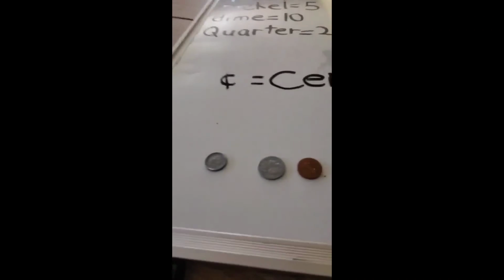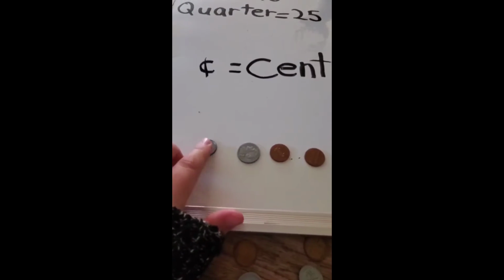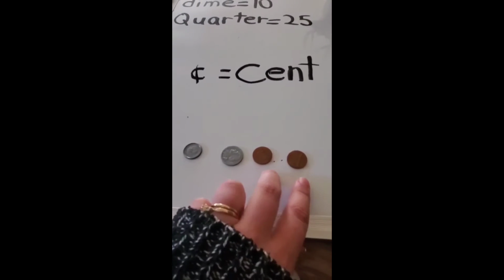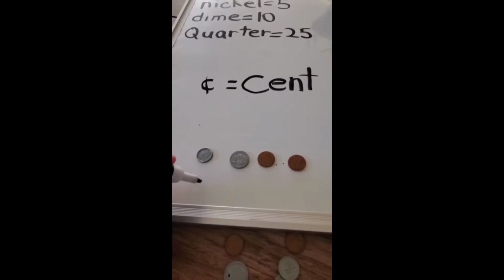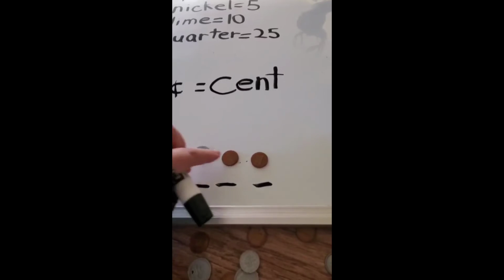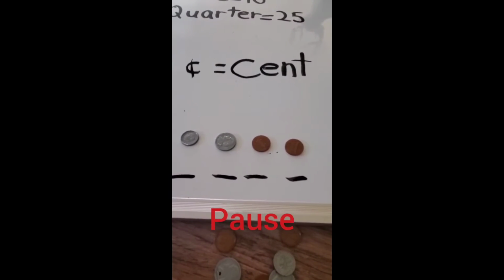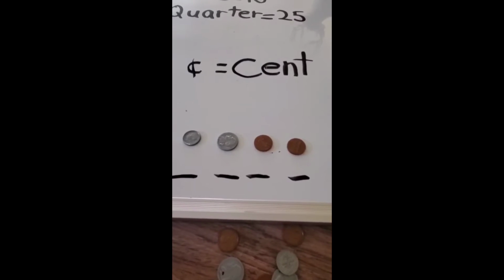Okay. Now, so let's see here. I'm going to make it kind of easy. All right. So I grouped them together for you. So I have a dime, a nickel, and 2 pennies. So right now, I want you to add these up. Okay? Pause the video, and I'll tell you the answer in a little bit.